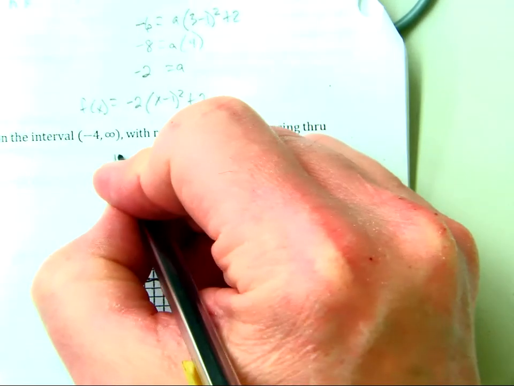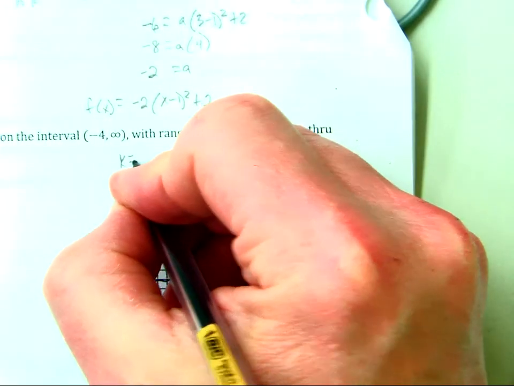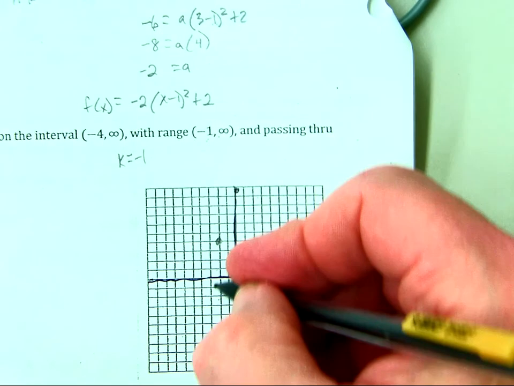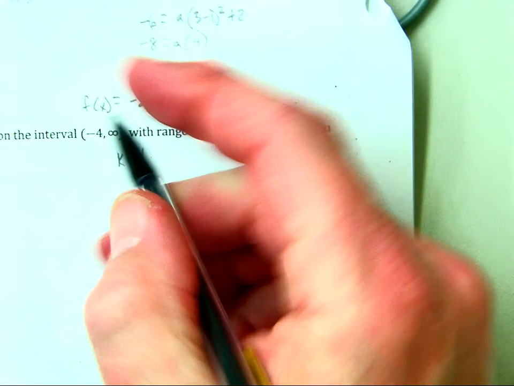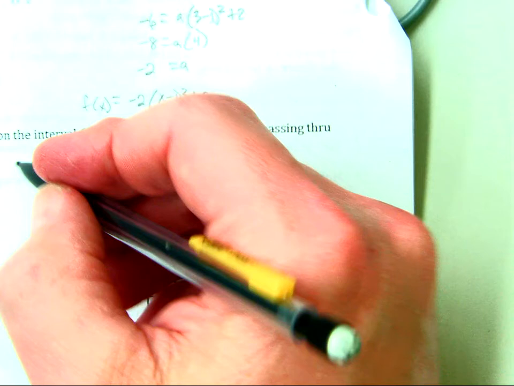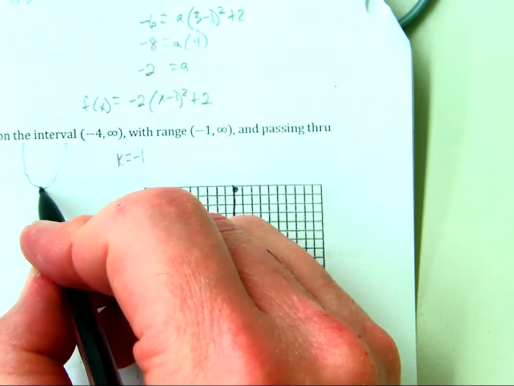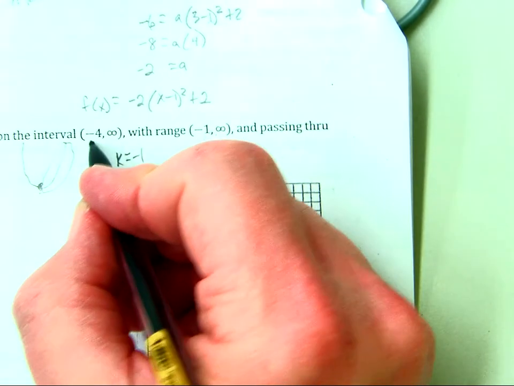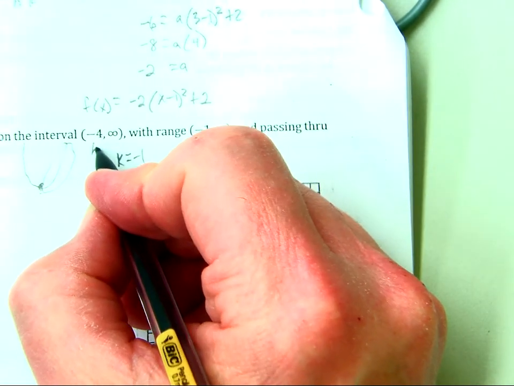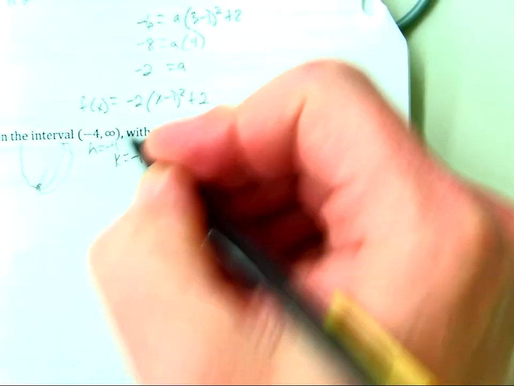So k is -1 because the range is from -1 up. So k has to be -1. Now it's increasing from -4 to infinity. If you think of a parabola, if it's increasing, it's only increasing here. So doesn't that mean our x coordinate has to be -4? So that's h. So we know h is -4, k is -1.